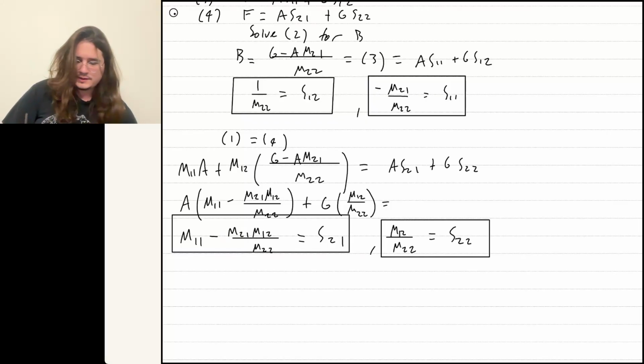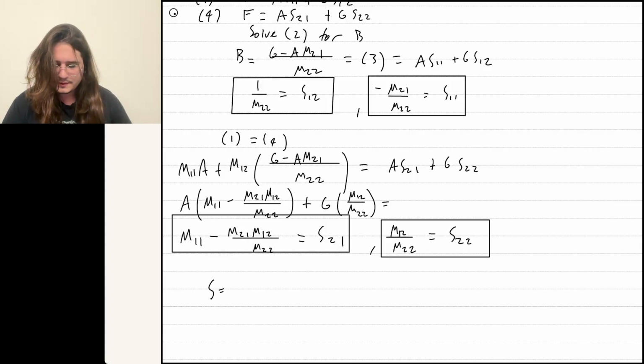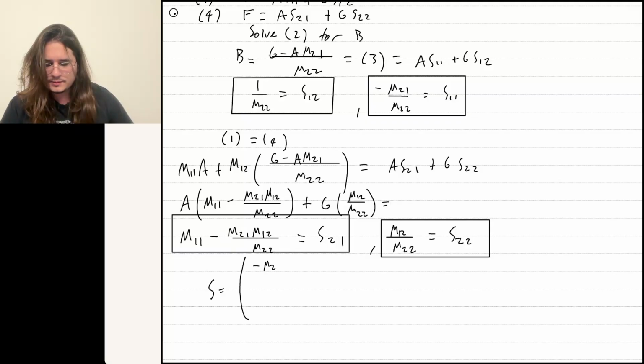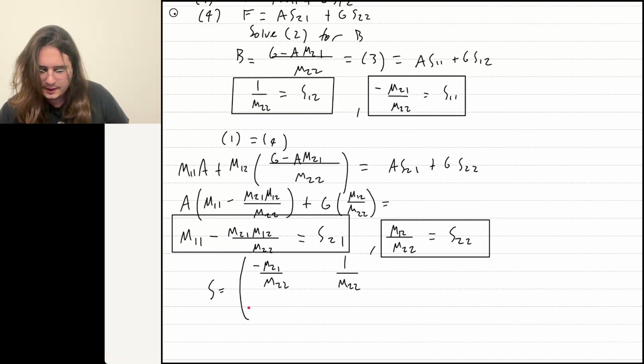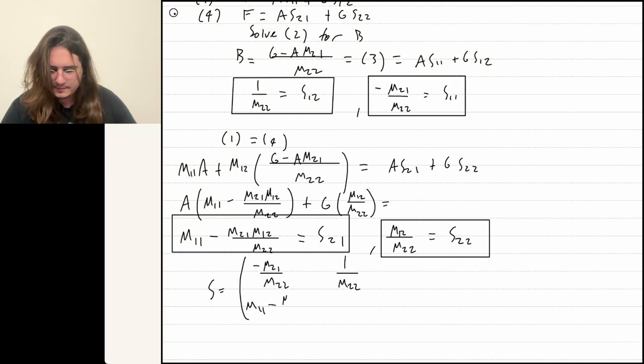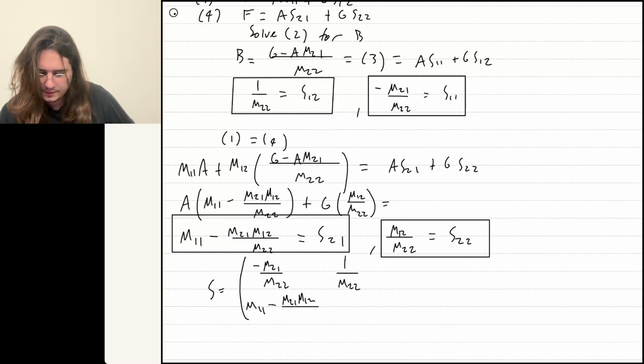So we can construct S in full now. So we've got minus M21 over M22, 1 over M22, M11 minus M21 M12 over M22, and M12 over M22.